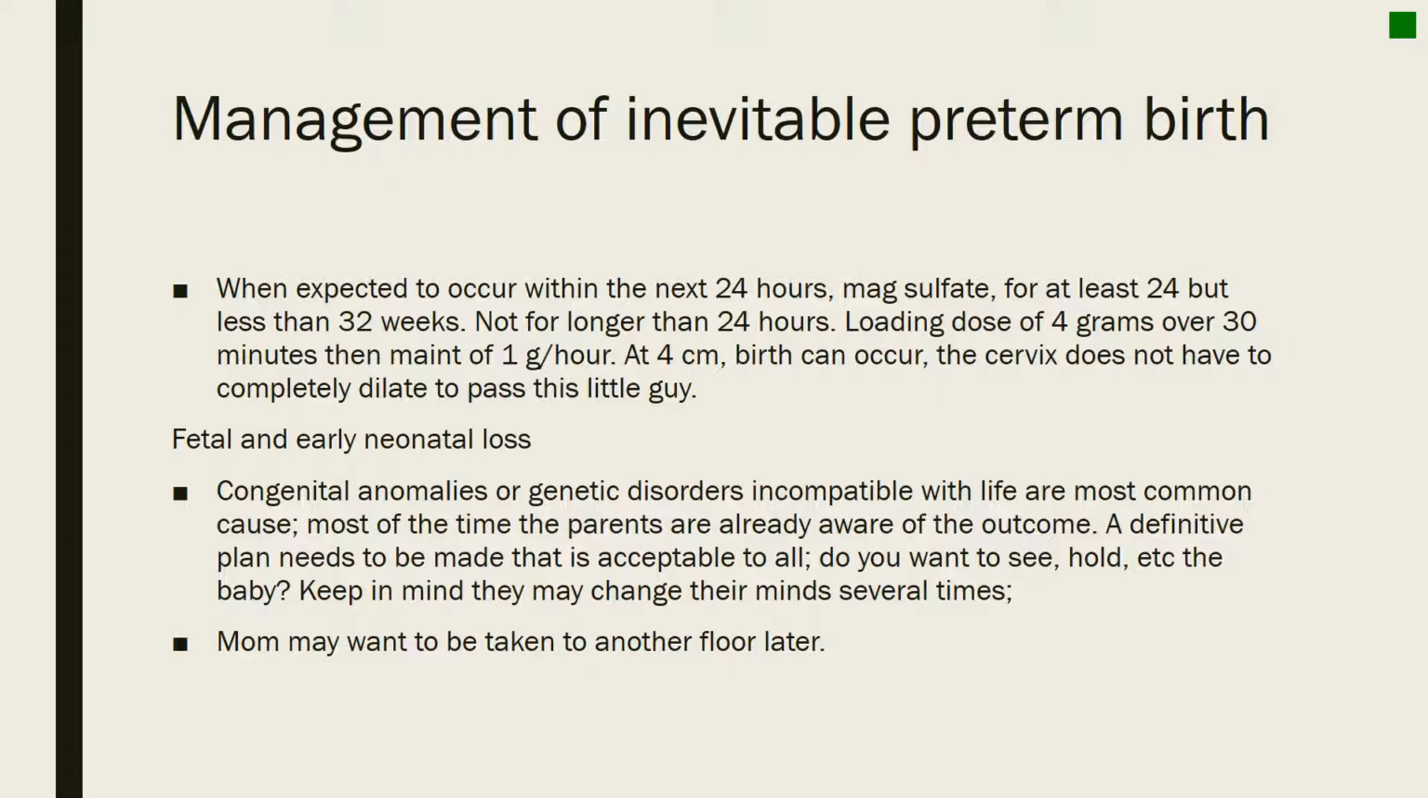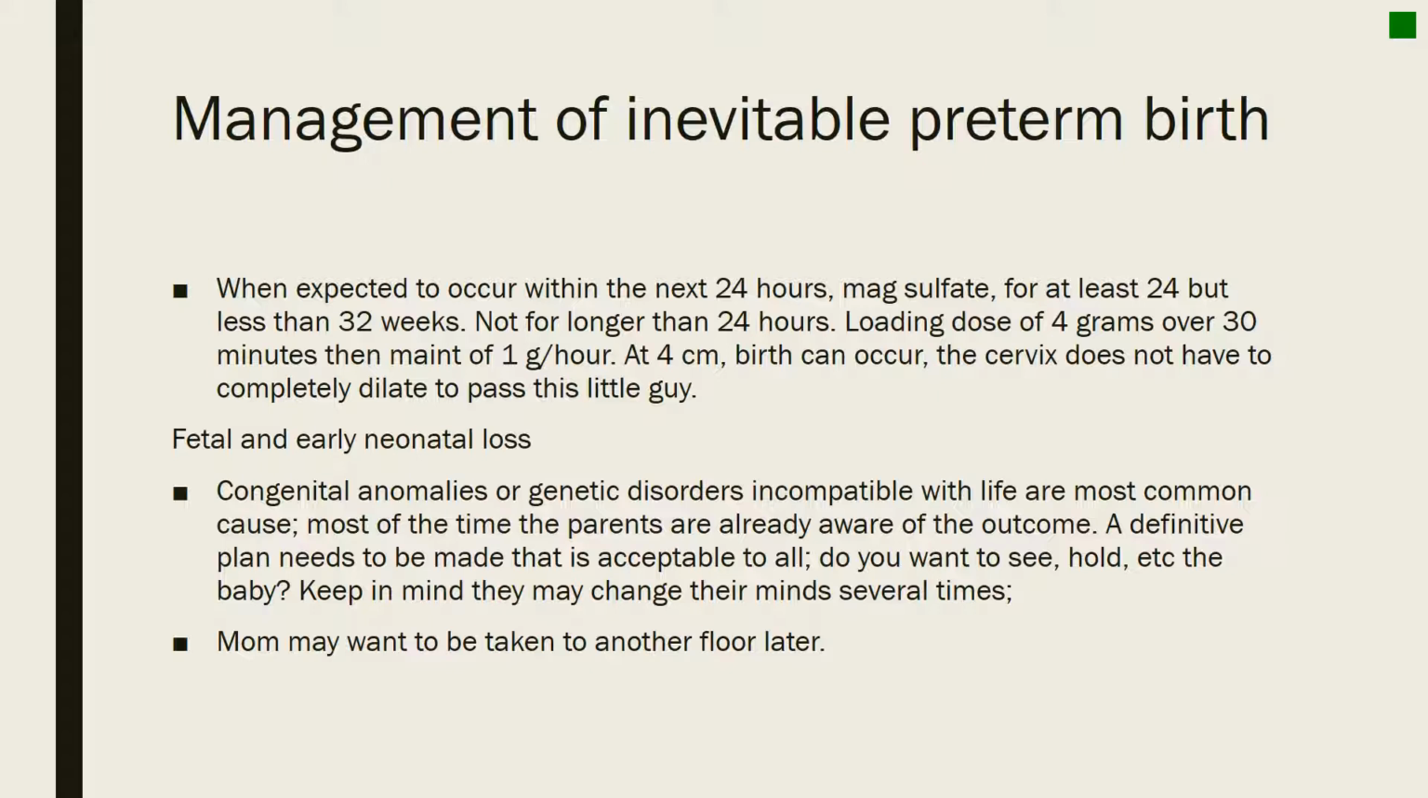All right, to manage inevitable preterm birth. When it's expected to occur within the next 24 hours, we want mag sulfate for at least 24 but less than 32-week gestation, but not longer than 24 hours. A loading dose of 4 grams over 30 minutes, then a maintenance dose of 1 gram per hour. At 4 centimeters, birth can occur. The cervix does not have to completely dilate for these little guys to pass through.